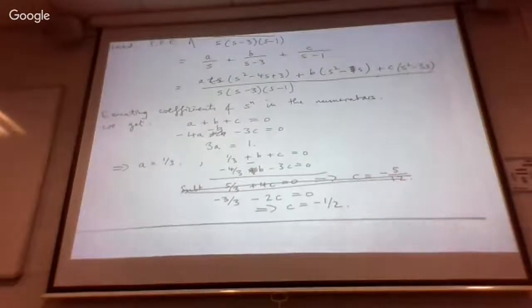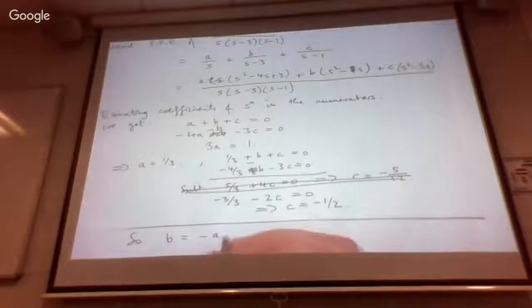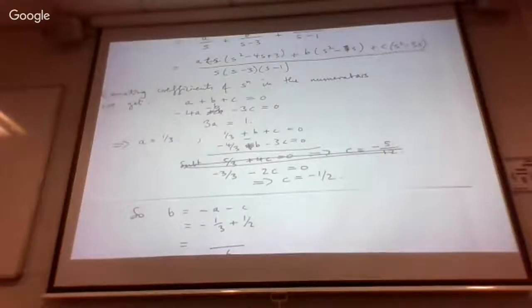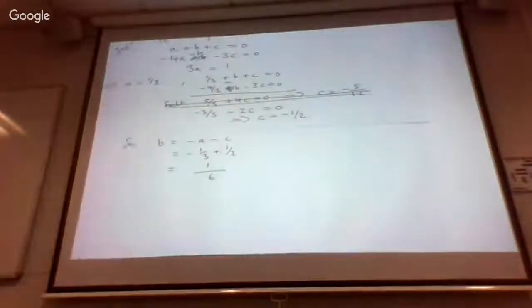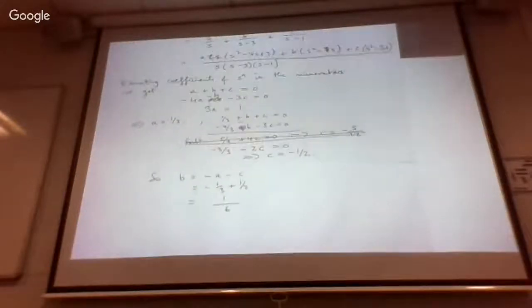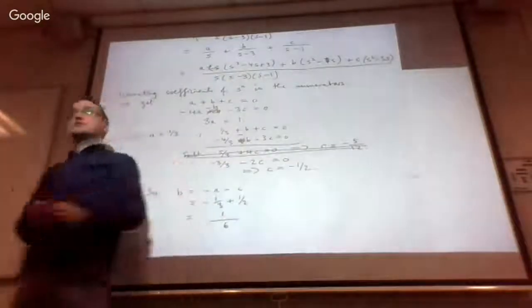Waiting for us. So b, take it from the first one. b is minus a minus c, which is minus a third plus a half. Goes to something over 6. Minus 2 plus 3, 1. b's 1/6. So we've got our a, b, and c, so that means we have our partial fraction expansion.